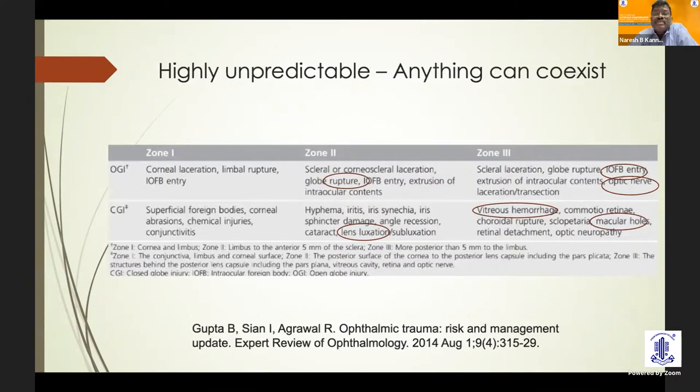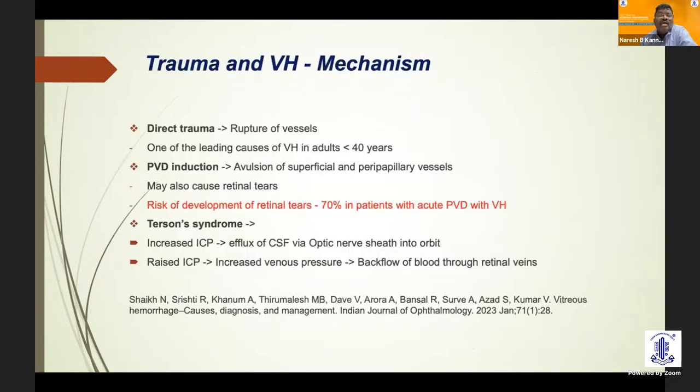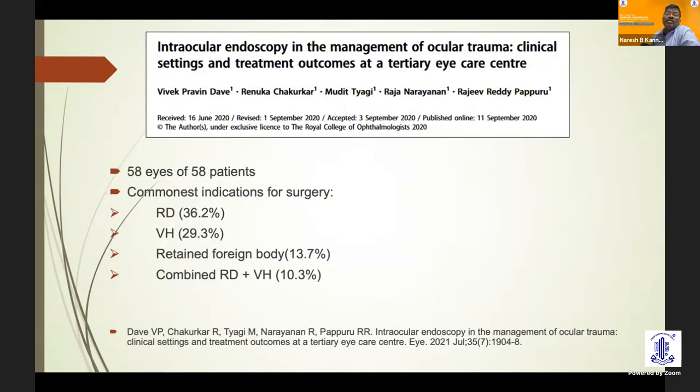So this is what I was telling. It's very unpredictable. Anything can coexist, right from globe rupture, intraocular foreign body, vitreous hemorrhage, luxation of lens, everything can be seen. It's not a simple vitreous hemorrhage that you will come across in most trauma cases. But in simple cases, it's fine.